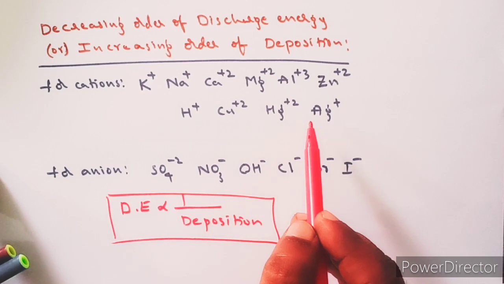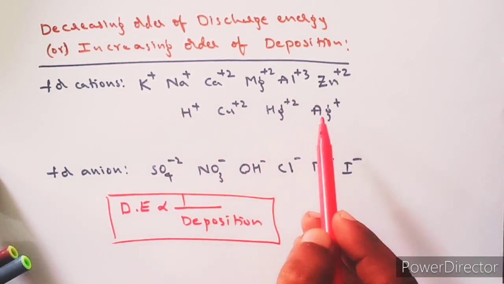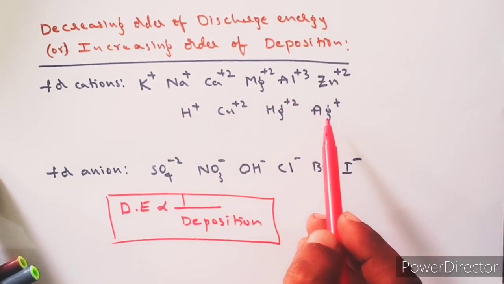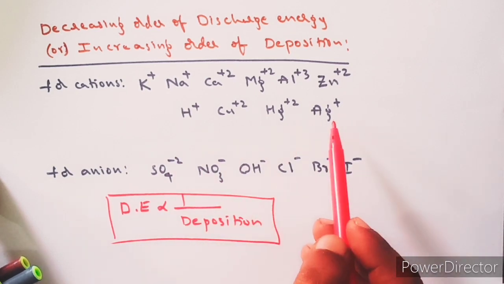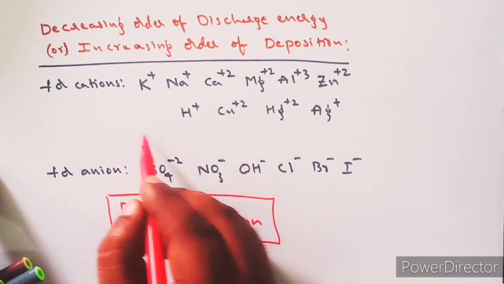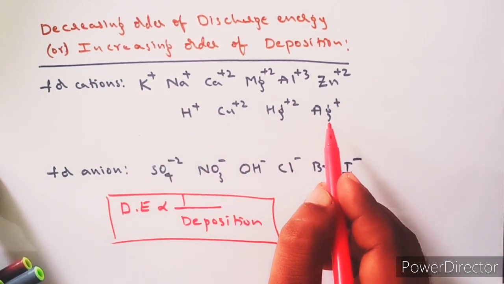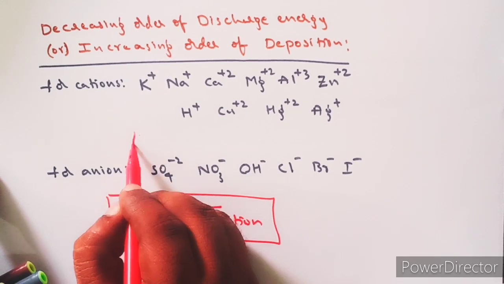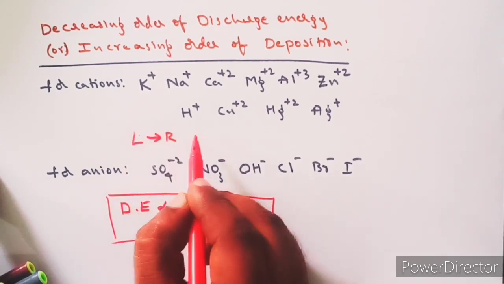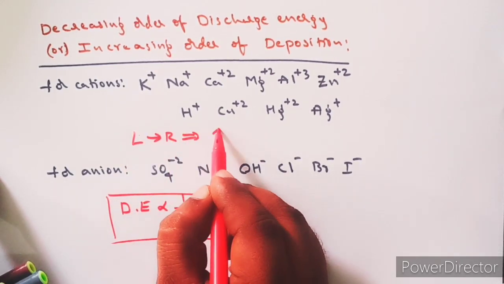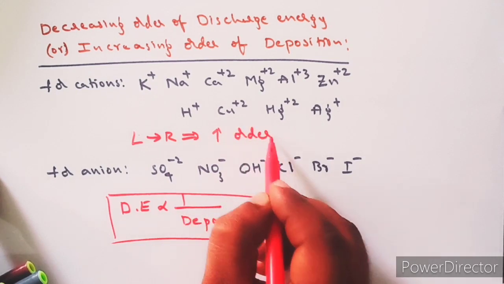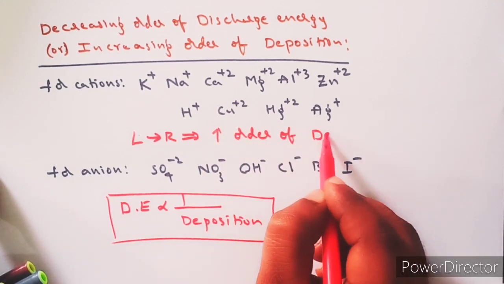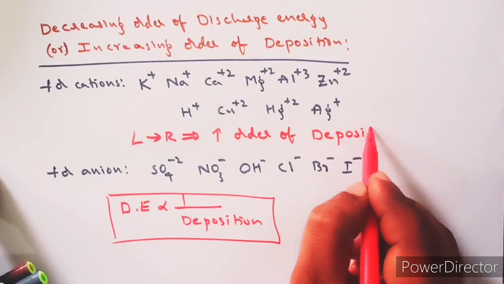From left to right side, this is a decreasing order of the discharge energy, or in other words, increasing order of the deposition. This is for the cations, and this is for the anions. Same from left to right side, in both the cases. So this is increasing order of deposition.